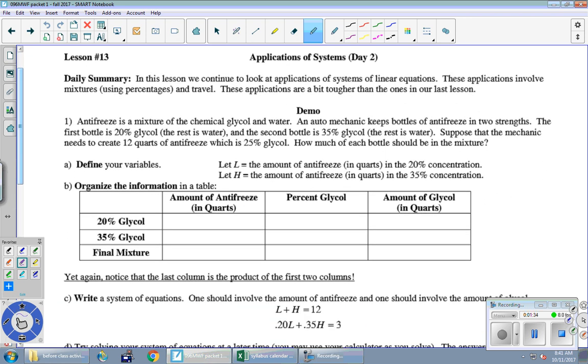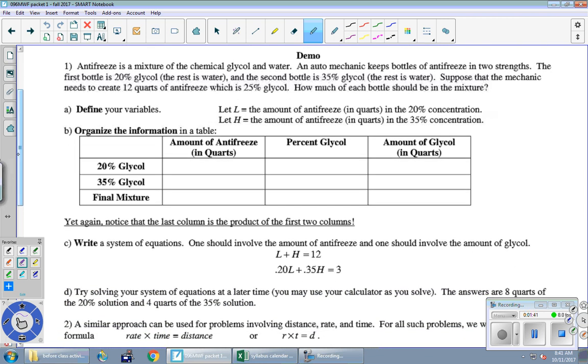So today, the application problems will involve mixtures using percentages and travel. Here we go. Number 1, antifreeze is a mixture of the chemical glycol and water. Let's pause right there. If you buy a bottle of antifreeze from the mechanic or from the auto parts store, there are 2 ingredients in that bottle. Glycol, which is a chemical, and then water. Those are the only 2 ingredients, I don't know, then a color blue or something. All right, so that's what the word antifreeze means, okay? It's this combination of 2 things.